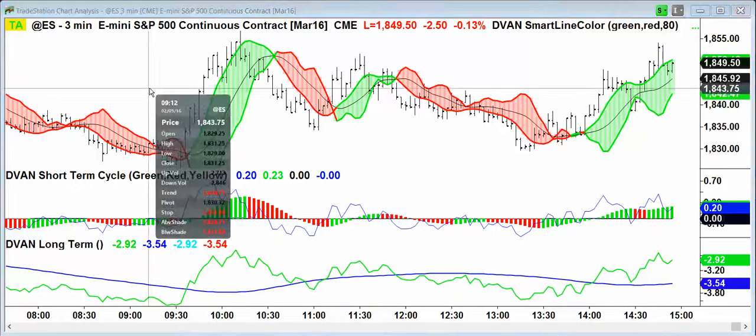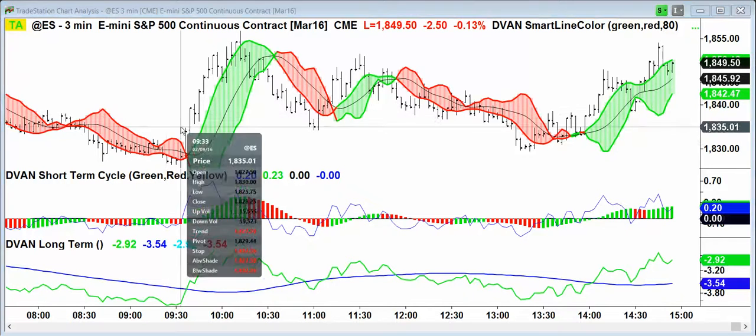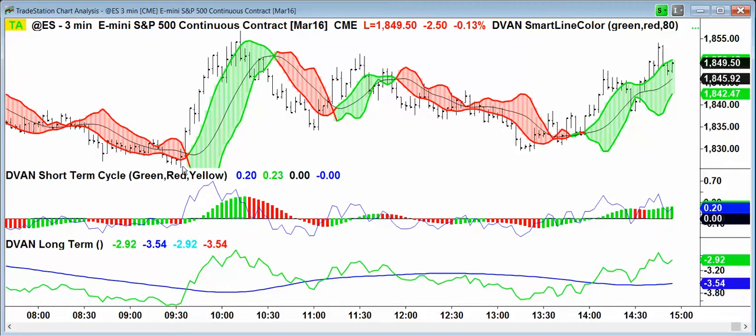So looking at a 3-minute chart, I wanted to go over some of the moves this morning, how our system would identify those moves, entry and exit points, and tell you a little bit about DVAN SmartLines. Immediately after the open, you can see a transition from a selling cycle to a buying cycle. This is the entire day going into the close in about another hour. The red shading is the selling cycles, green shading is the buying cycles.